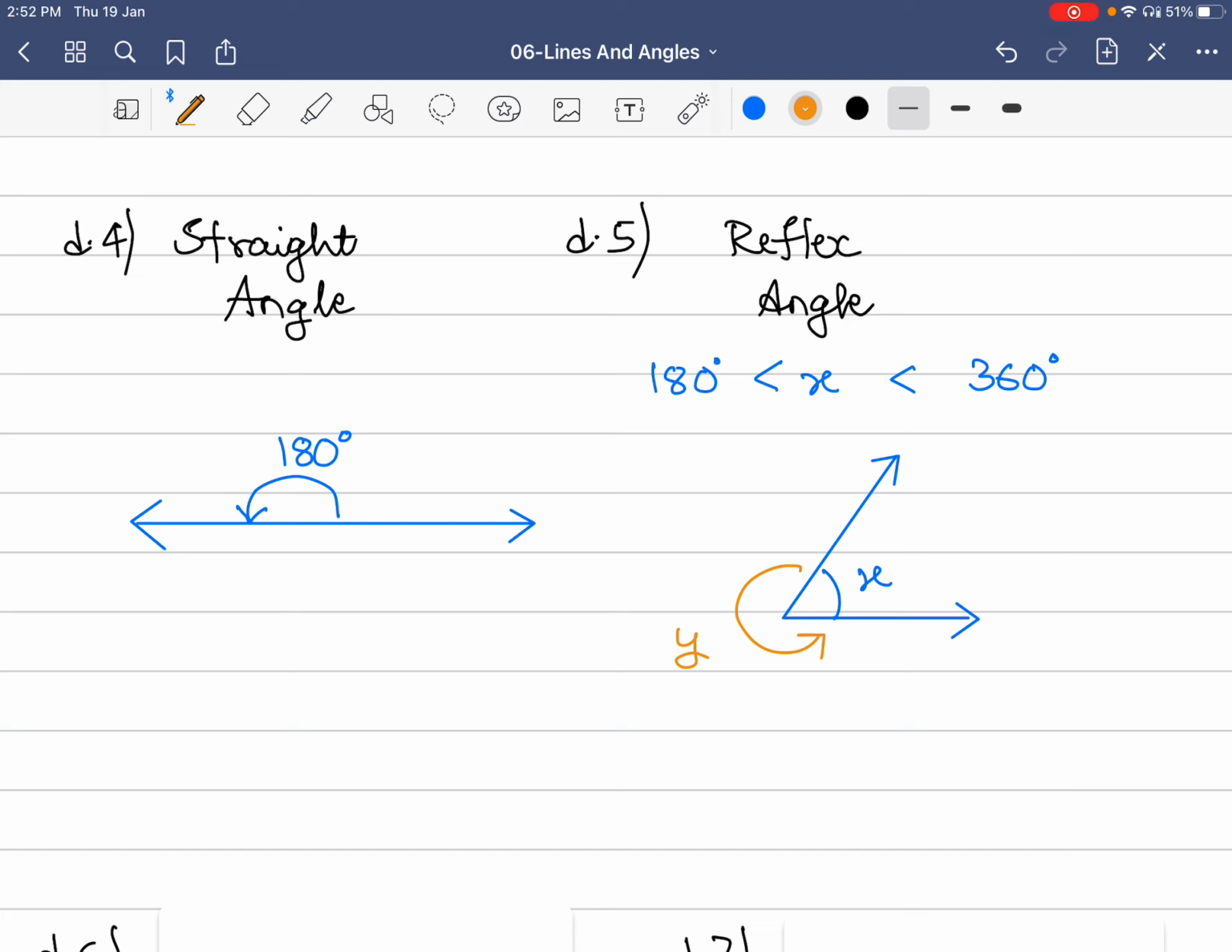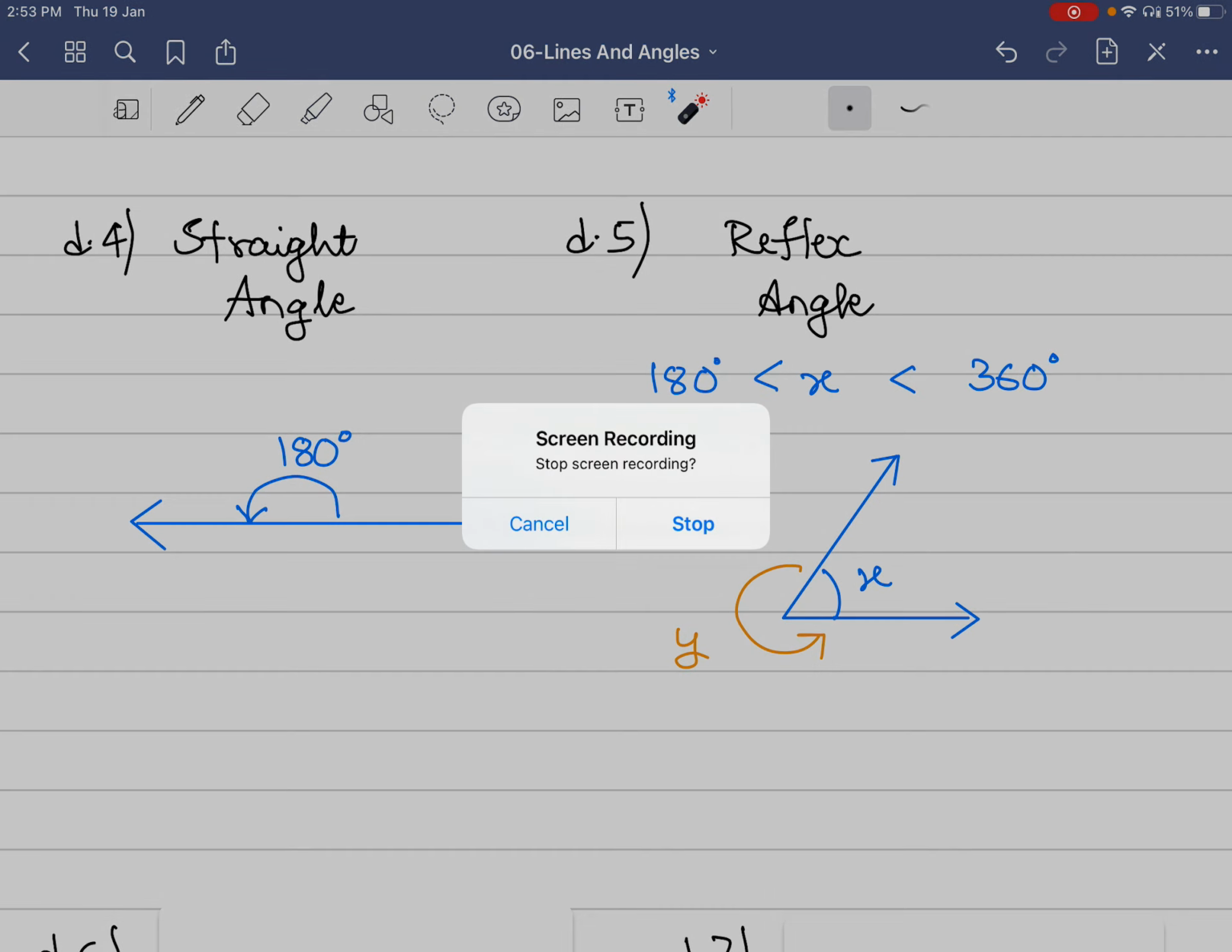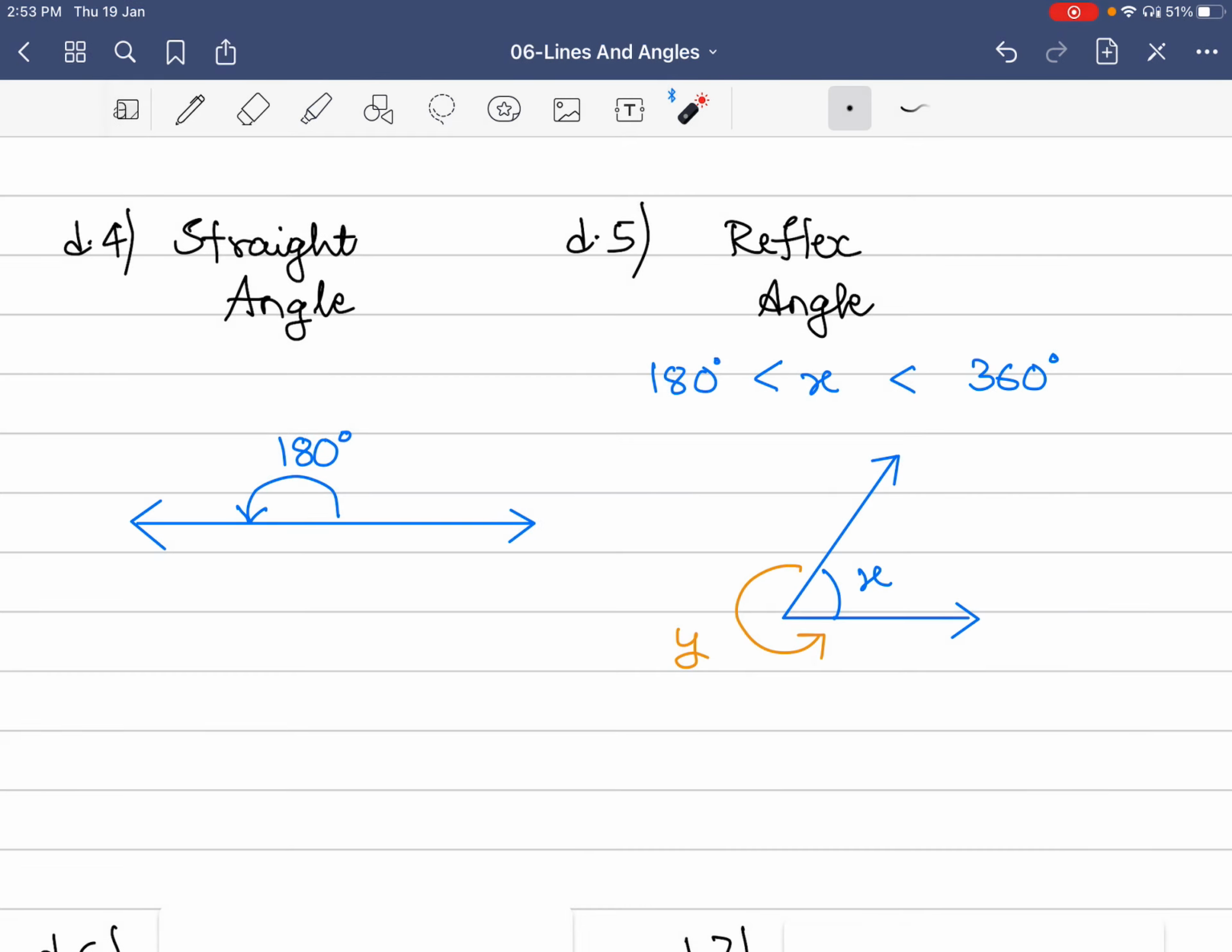So you can clearly see that the measure of this angle Y is greater than 180 degree and it's obviously less than 360 degree. Whenever you have this angle, which is an acute angle because it's less than 90 degree, the adjacent angle to this will be greater than 180 degree. So a reflex angle is any angle whose measure is greater than 180 degree and less than 360 degree.